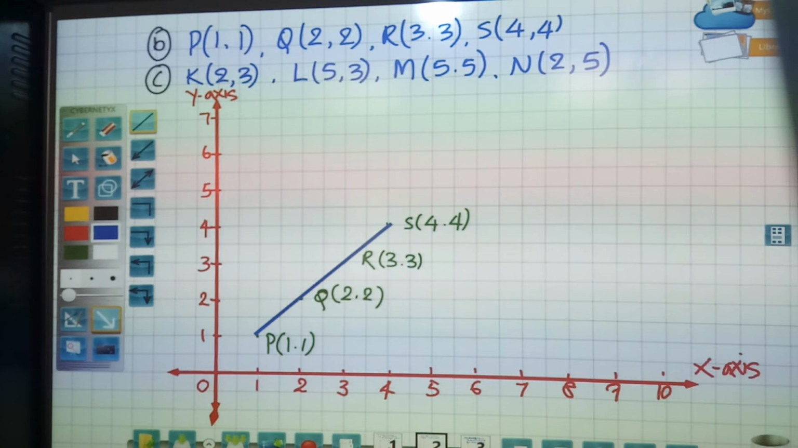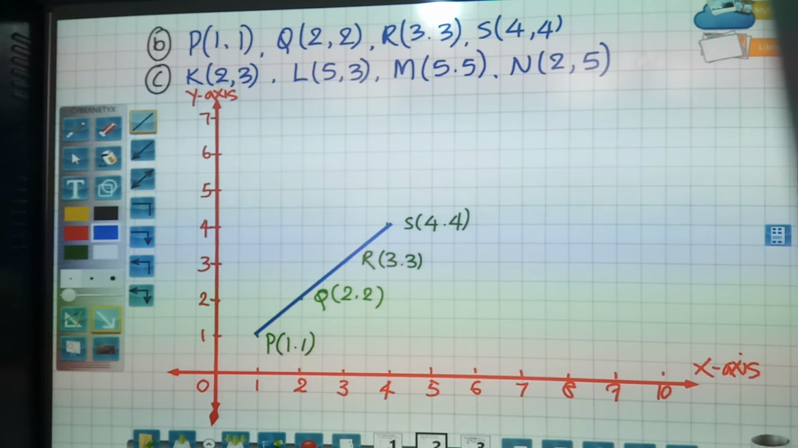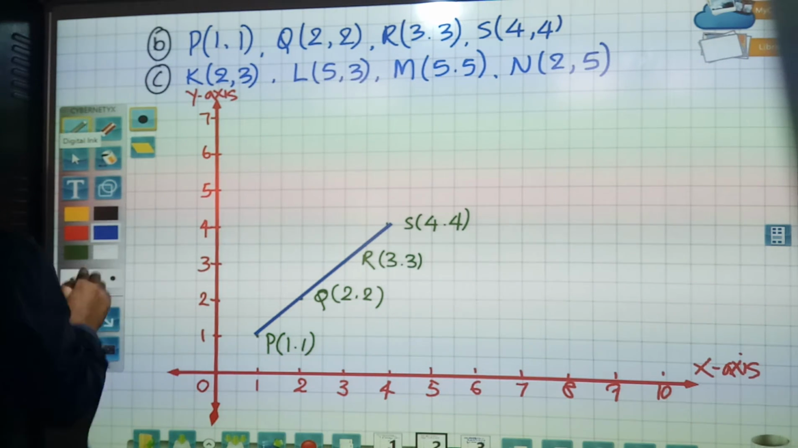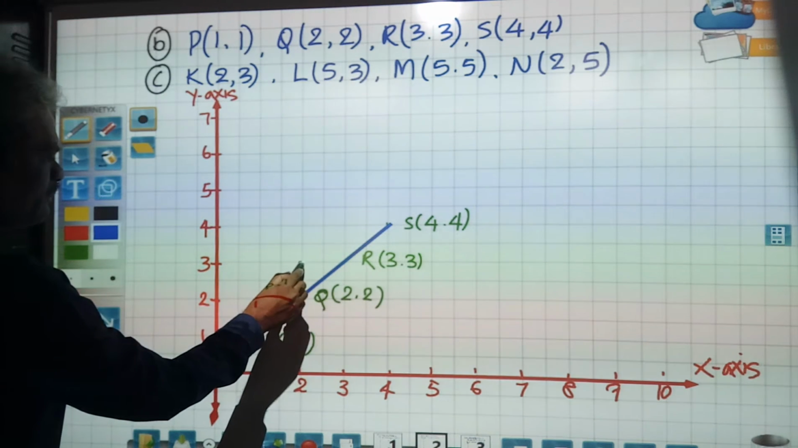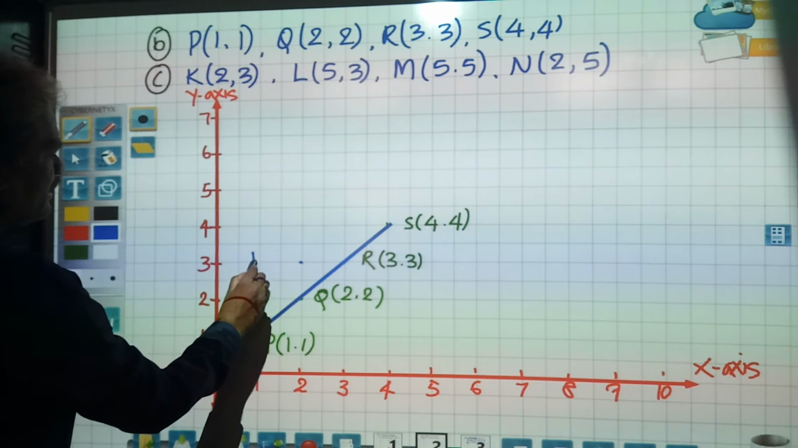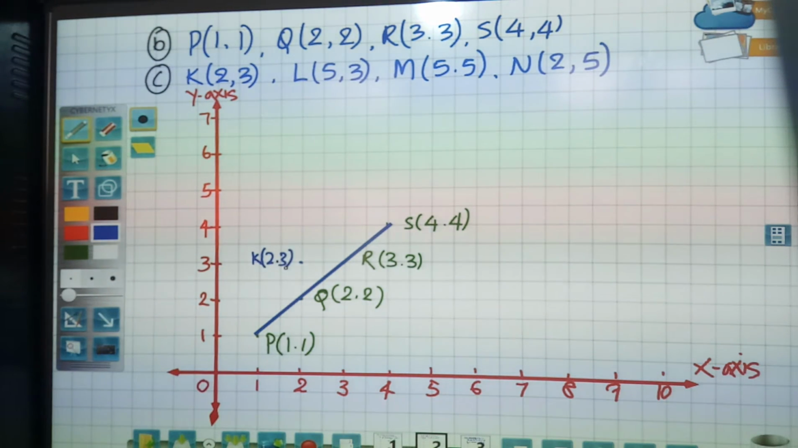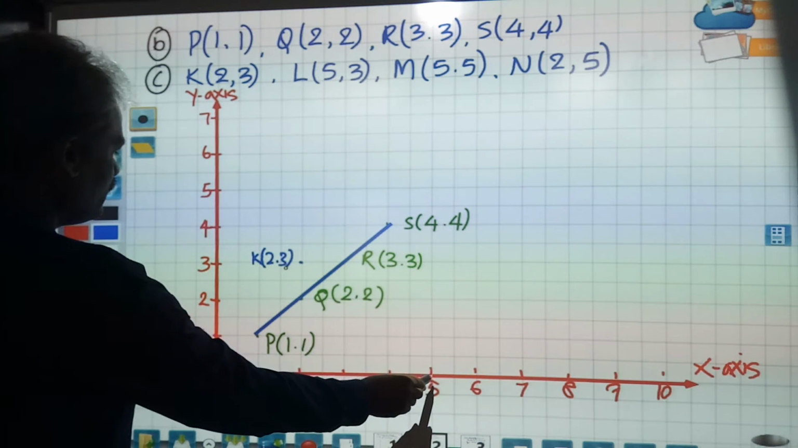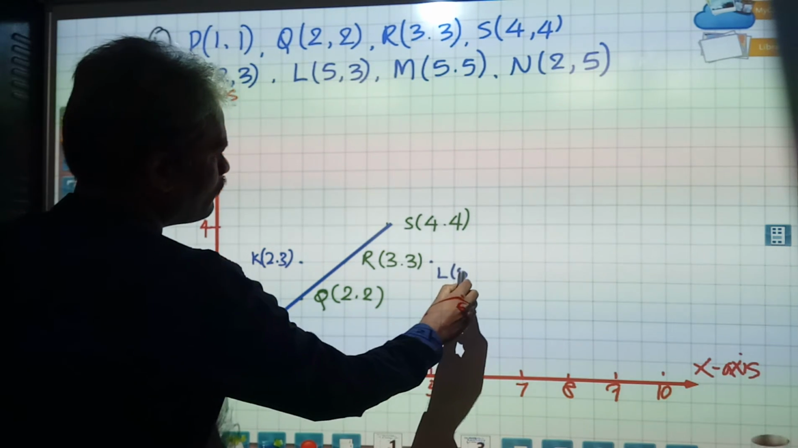Another question, C, I will do in the same graph sheet. You can do it in a different one, but I will take this another one. First one, K: let me locate this point 2, 3. Along the x-axis you go 2, then on the y-axis it is 3. This is the point K, 2, 3. Then L, 5, 3. Along the x-axis 5, along the y-axis it is 3. This is L, 5, 3.